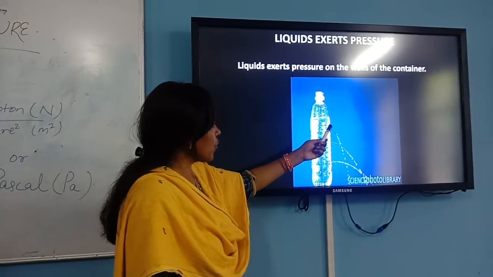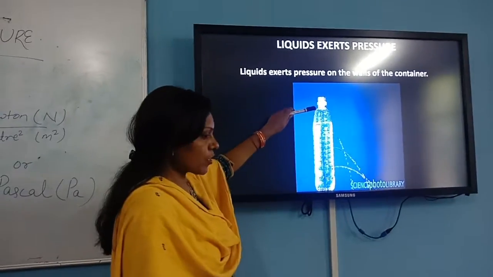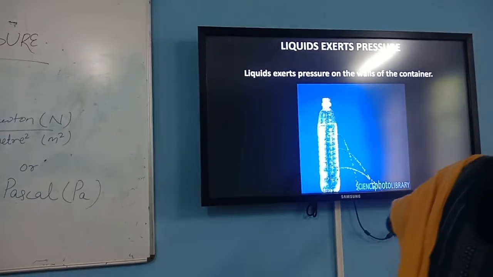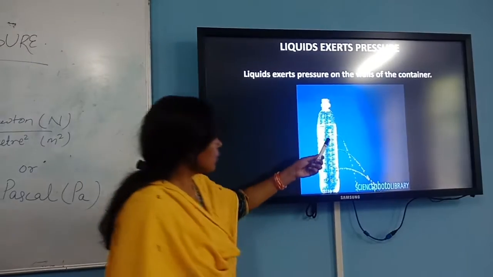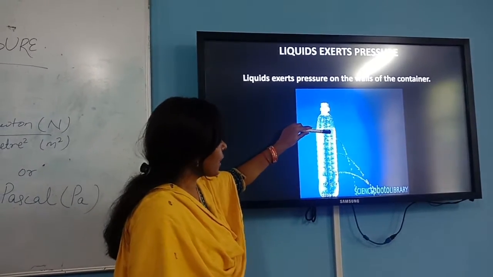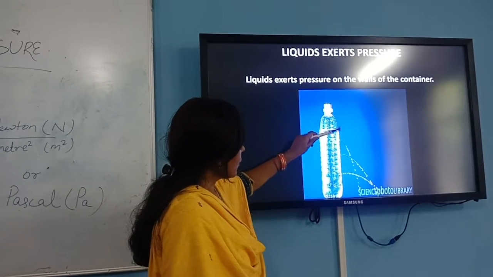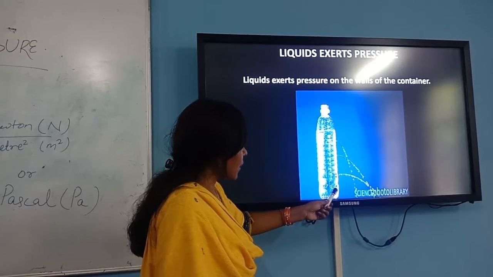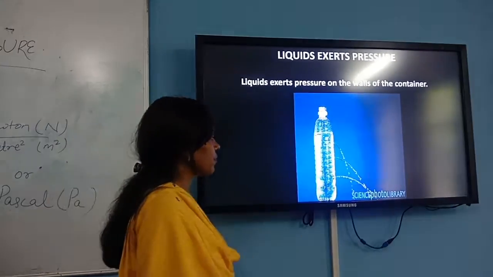But the hole which is at the upper part of the bottle, its depth is less. So the pressure is also less. So it falls at a shorter distance from the bottle.